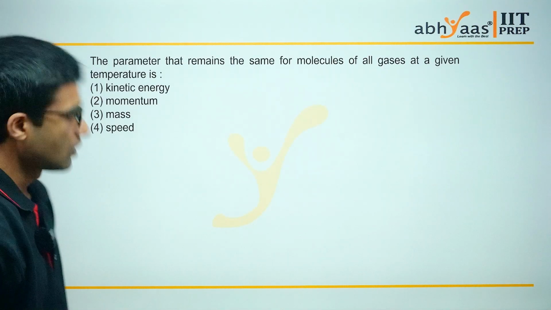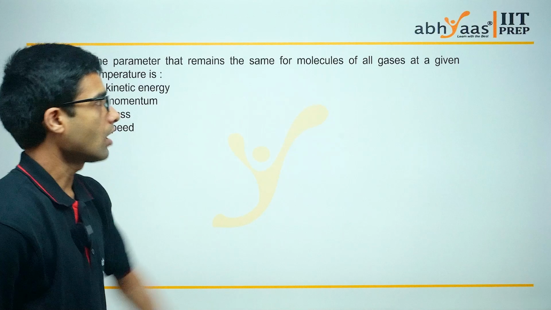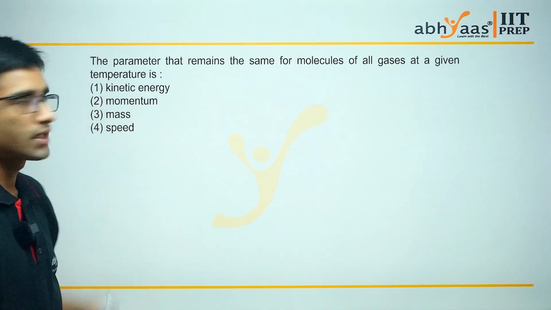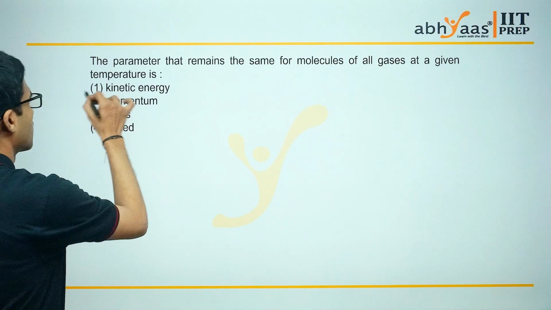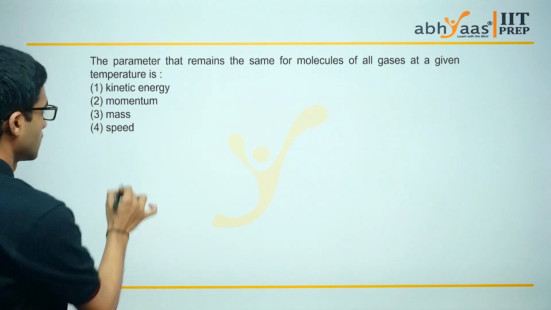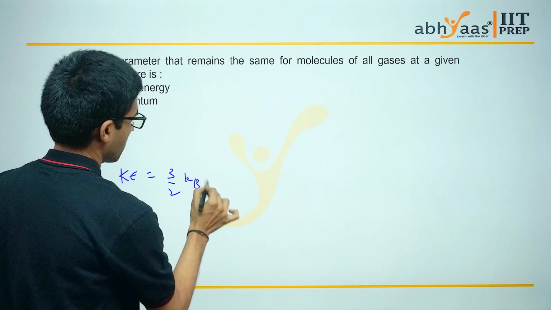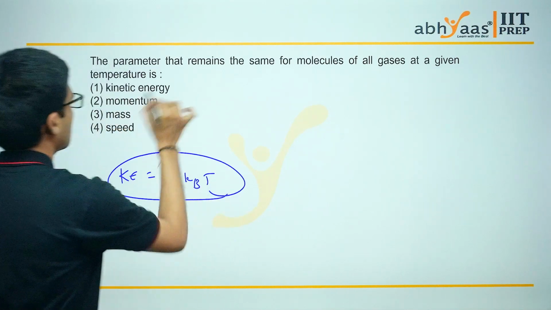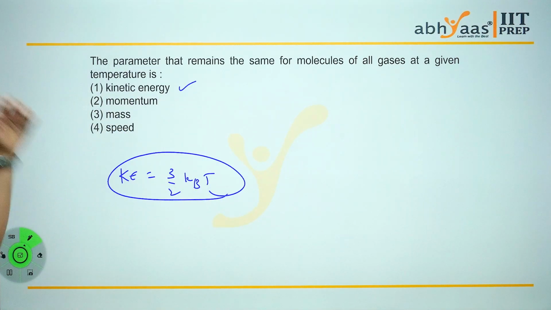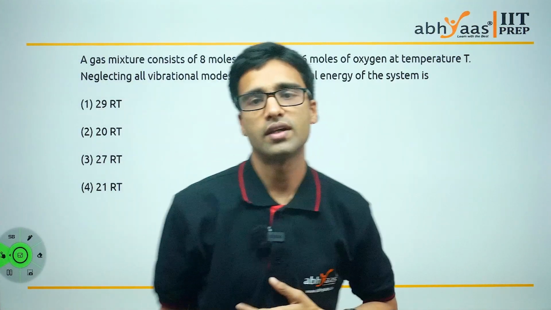Next one: the parameter that remains constant. This is a theoretical bit: for all the molecules of a gas at a given temperature, the kinetic energy, KE, is equal to 3 by 2 kBT. This is the answer, and the remaining things vary. This is directly a theoretical bit, that's why I'm not focusing on it. You need to understand theory before trying to solve the questions.